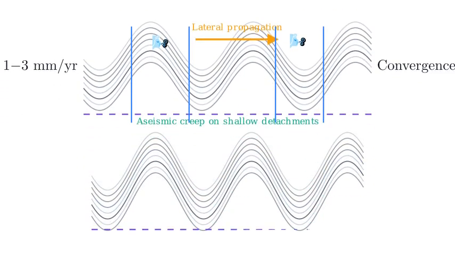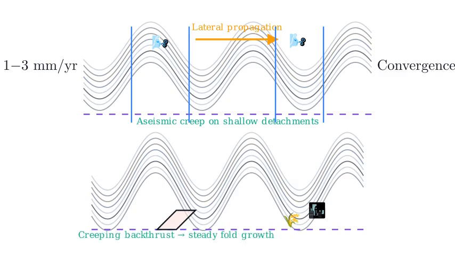Finally, Western Taiwan, where active detachment folds underlie densely populated plains. A tight anticline grows above a creeping backthrust, producing steady warping recorded by terraces and geodesy. The 1999 Chi-Chi earthquake showed how a single event can instantly add meters of relief as a flexural scarp.